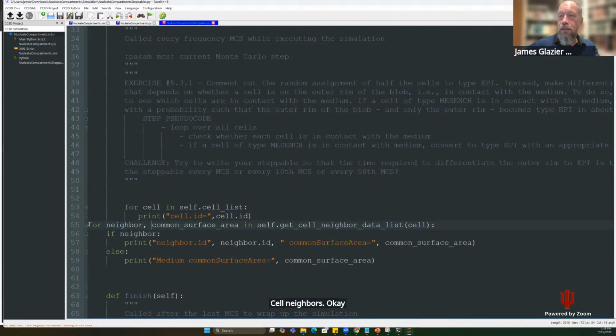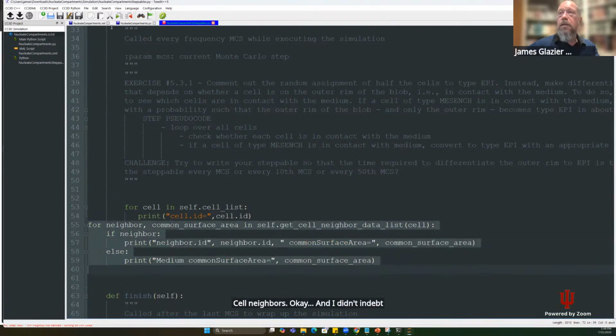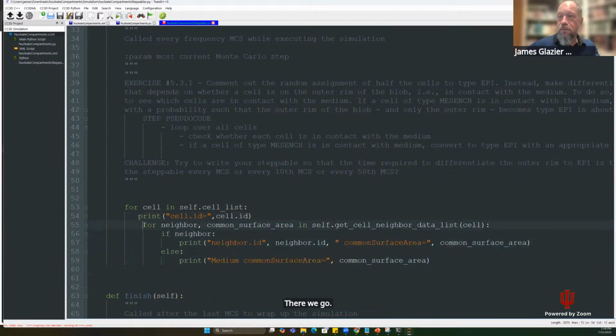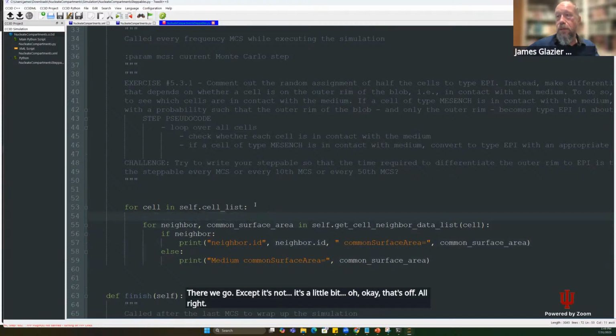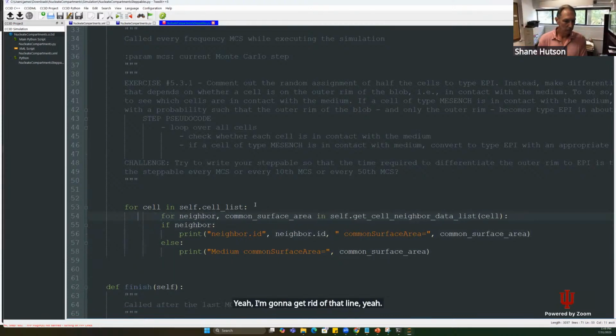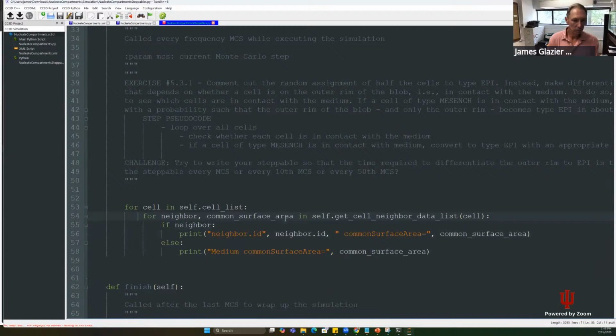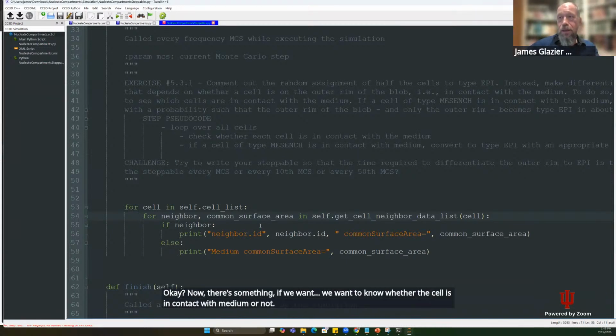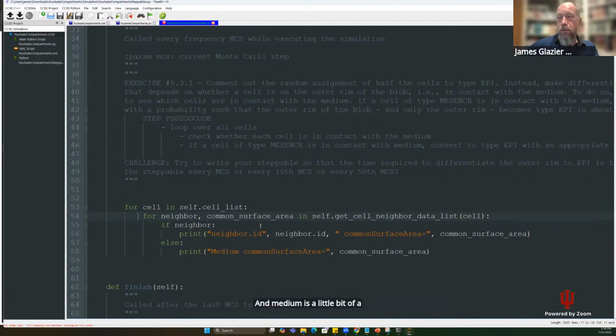Okay. And I didn't indent it right. There we go. Yeah, we can get rid of that line. Now there's something, if we want to know whether the cell is in contact with medium or not. And medium is a little bit of a strange bird in the way CompuCell does things. Neighbor has a type of none. So if I do if neighbor, then that will tell me that the cell is not medium.